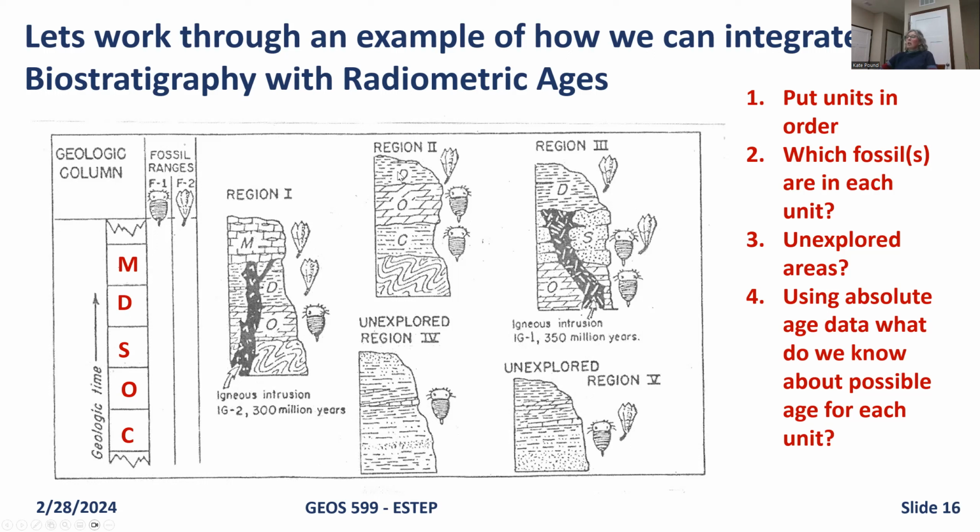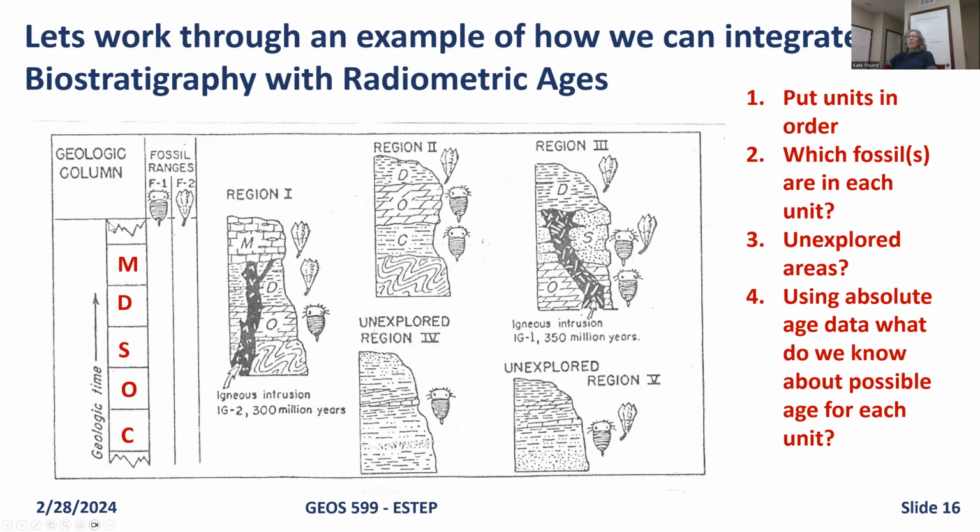If we look at the area in region 2, D is above O, but on the right, S is between D and O. So now we know that the sequence must have S in between D and O if we compare these two. So now we've got M, D, S, and O, and in region 2, O is above C. Region 2 is the only place where C is present. So we've got our sequence.